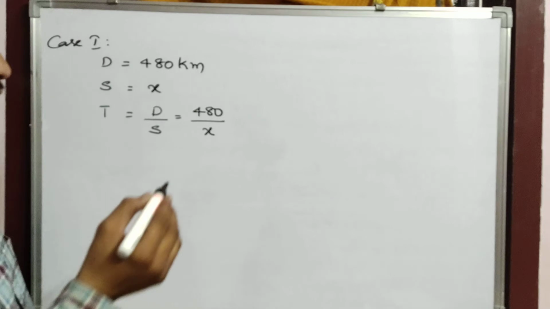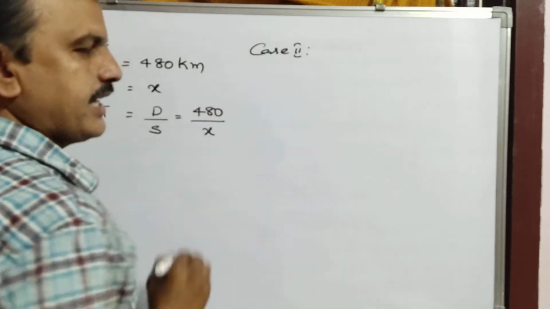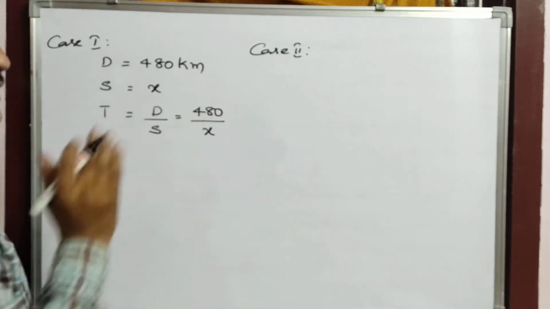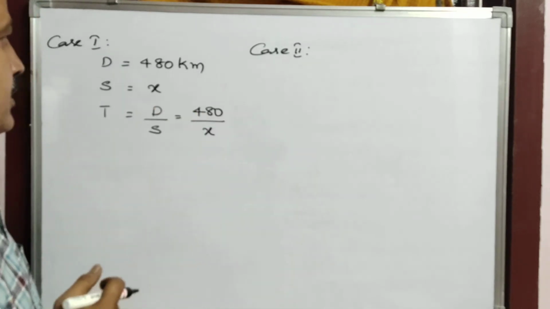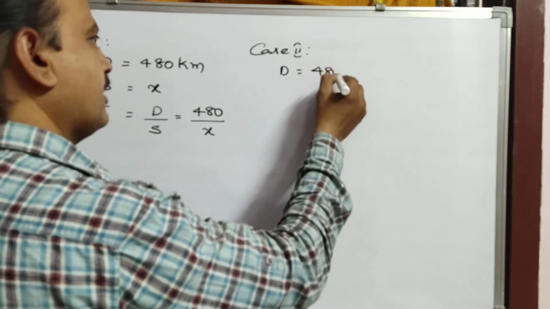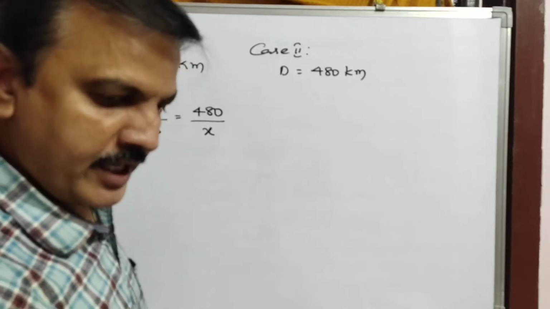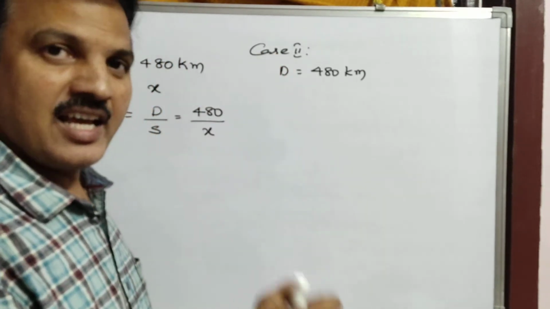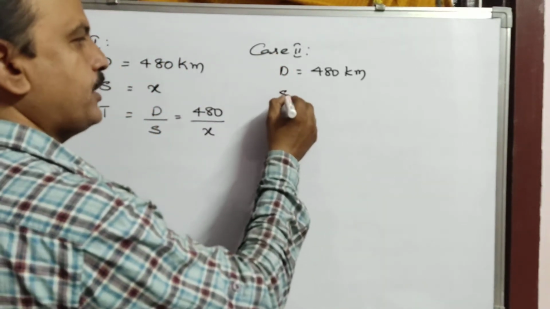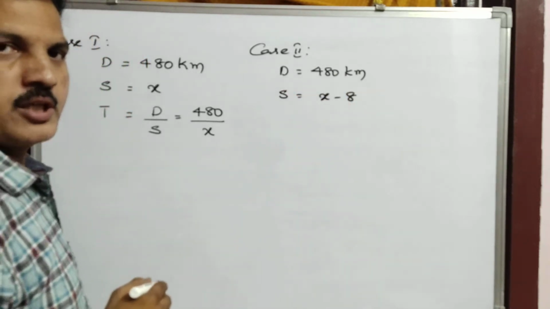Okay. Now in case 2, what happened? We did not give case 1 and case 2, but we have to create it like this, then it will be very easy for you. Distance is the same here. Then what happened? The speed had been 8 kilometers less. That means speed is reduced by 8 kilometers per hour.